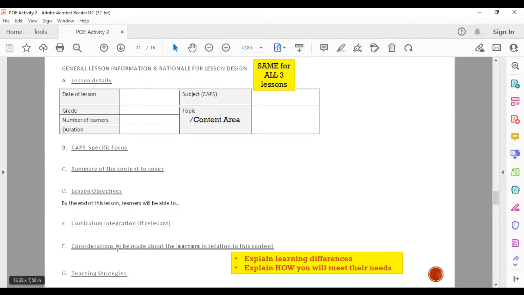And that would be how you would explain your 3 ability groupings and how you would group them according to what. And what they would do and which teaching strategies you would use for the different groupings or for the whole class, the introduction maybe, and what you would do. So you are going to explain the learning differences here, as well as how you would meet their needs for this lesson, this topic, and these learners.